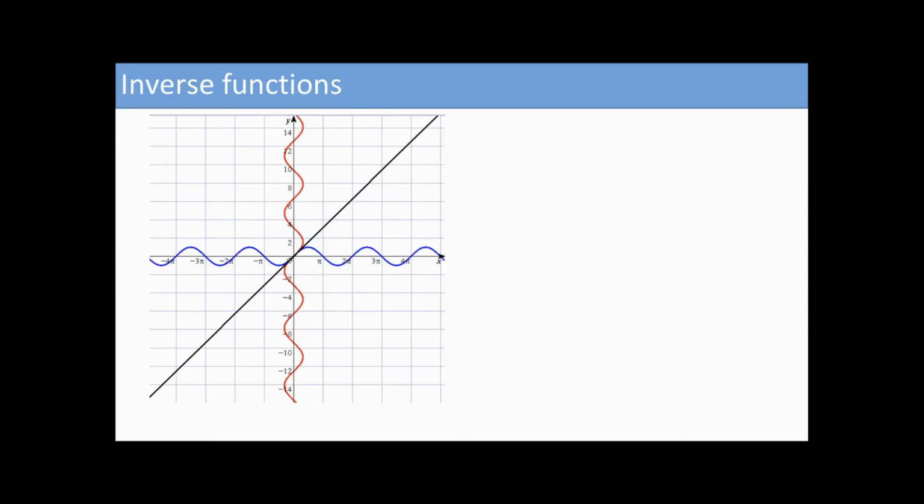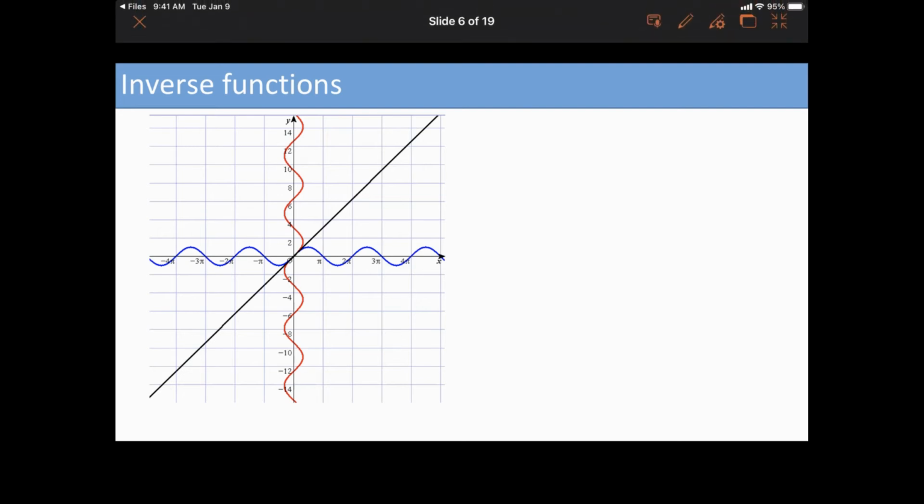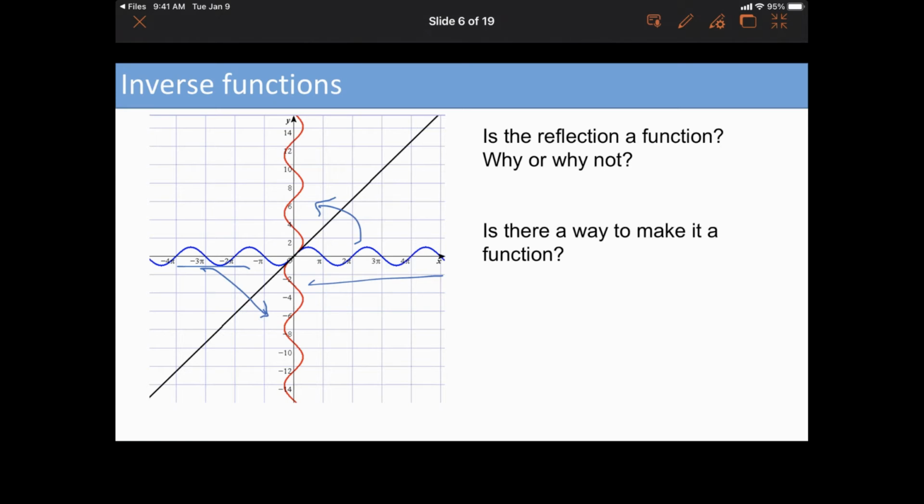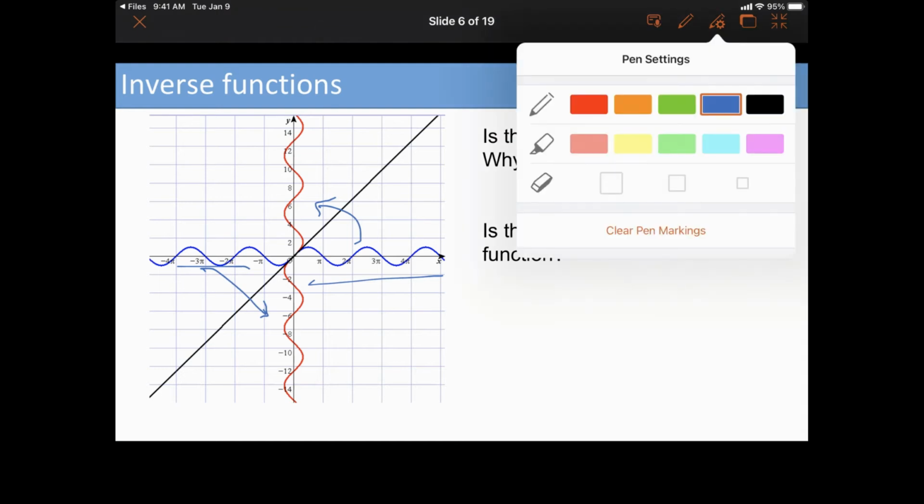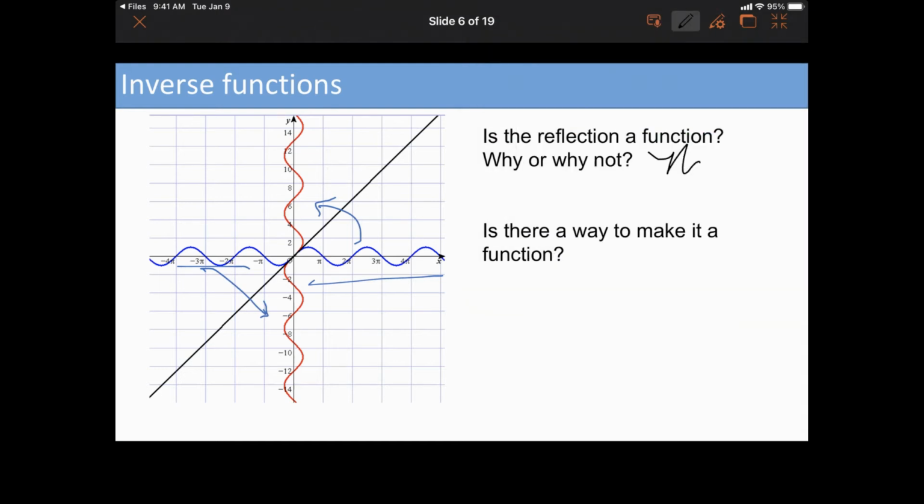Wow, well, that's kind of wacky, right? It's true. So this part did go this way, and this part went down. So is that wavy, curvy reflection a function? No, it's not a function. Why not? That's right, it doesn't pass the vertical line test. So is there a way to make it a function? So not a function.